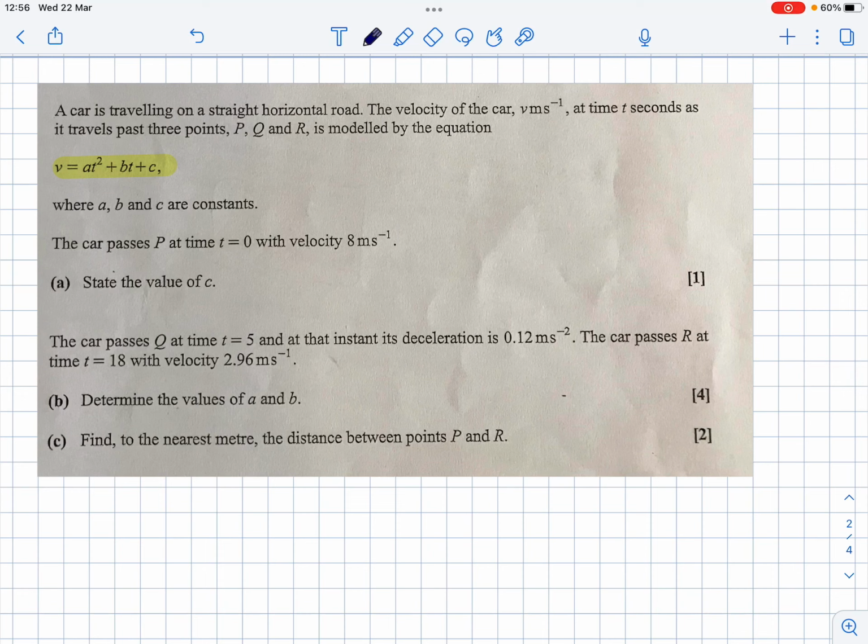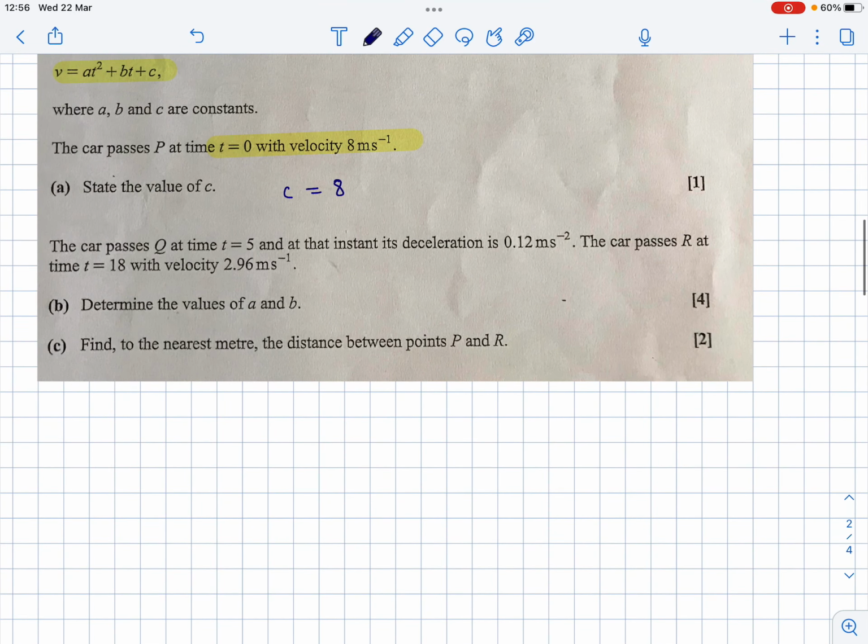Right, let's get started. So state the value of c. Well, we're given this piece of information above, and when we substitute 0 in, we get the value of c to be 8. So that's a nice mark. We're then given 2 pieces of information. We're told about the deceleration. So if I find the acceleration, that is equal to the derivative of the velocity, which will give me 2 lots of at plus b.